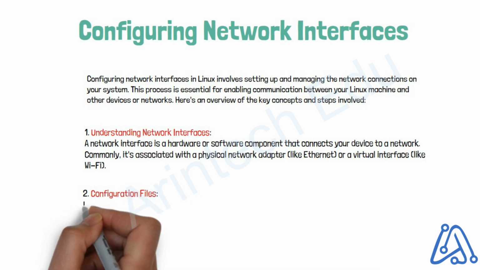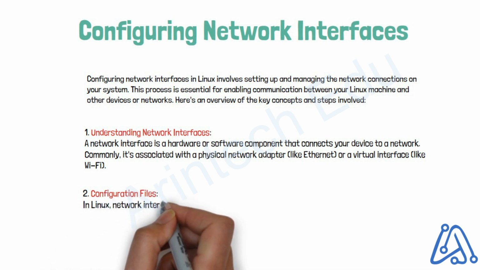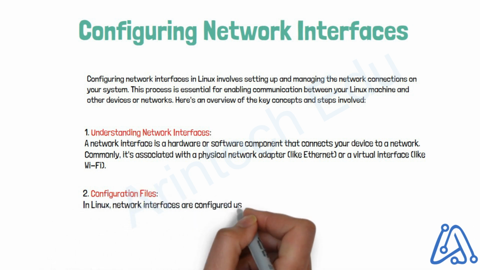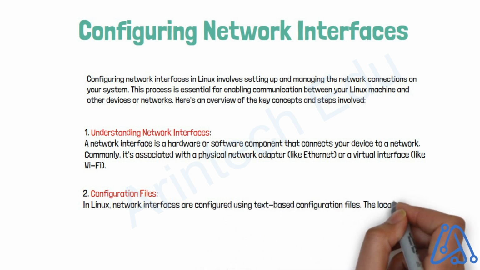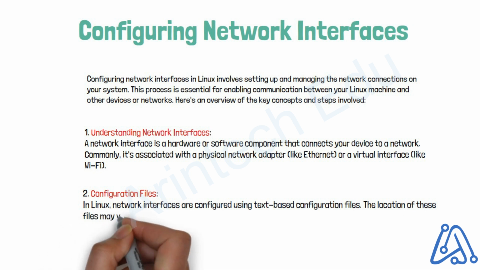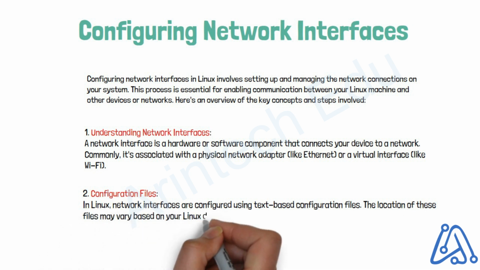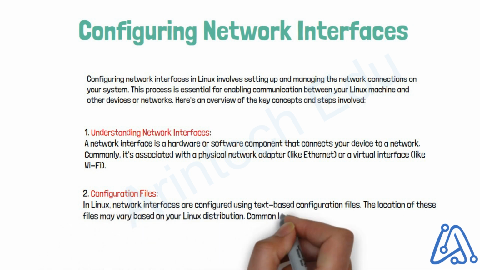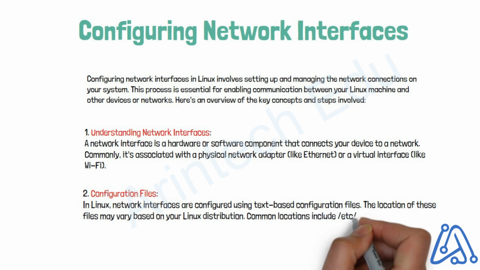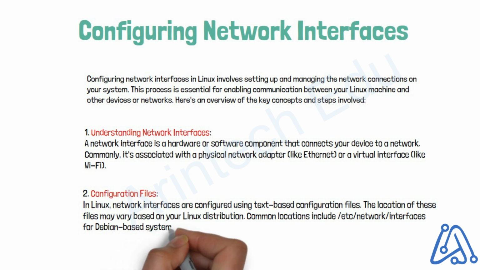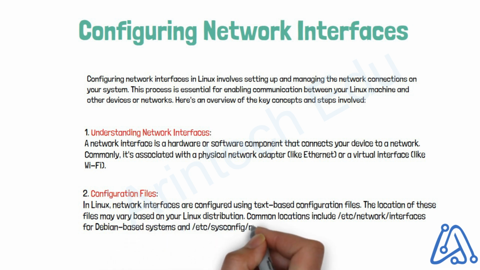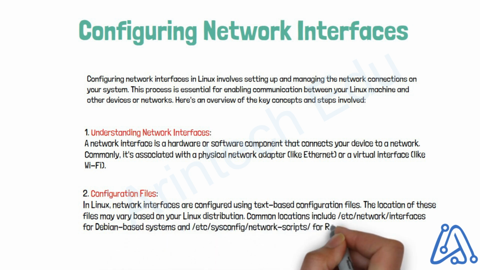2. Configuration files. In Linux, network interfaces are configured using text-based configuration files. The location of these files may vary based on your Linux distribution. Common locations include /etc/network/interfaces for Debian-based systems and /etc/sysconfig/network-scripts/ for Red Hat-based systems.